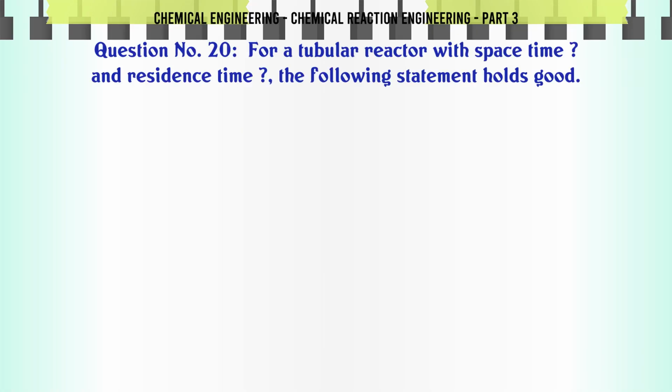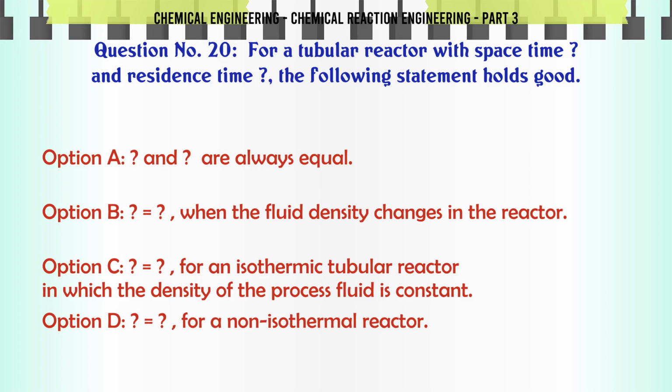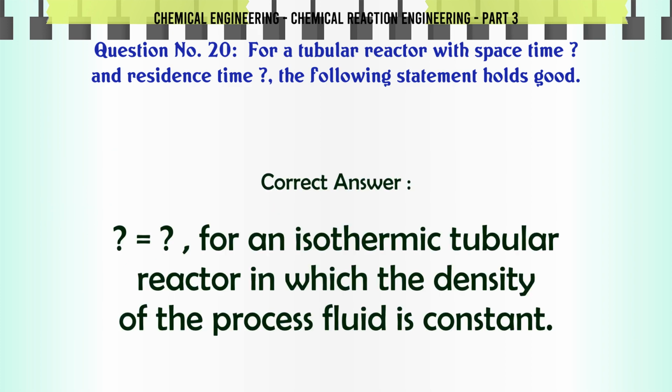For a tubular reactor with space time and residence time, the following statement holds good. A. space time and residence time are always equal. B. they are equal when the fluid density changes in the reactor. C. they are equal for an isothermal tubular reactor in which the density of the process fluid is constant. D. they are equal for a non-isothermal reactor. The correct answer is: for an isothermal tubular reactor in which the density of the process fluid is constant.